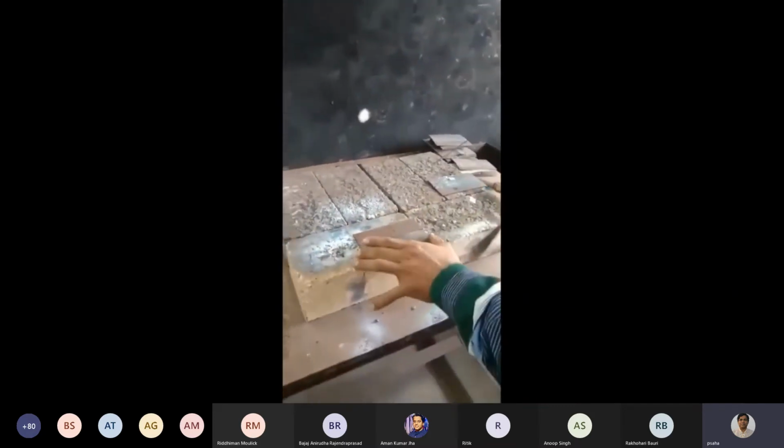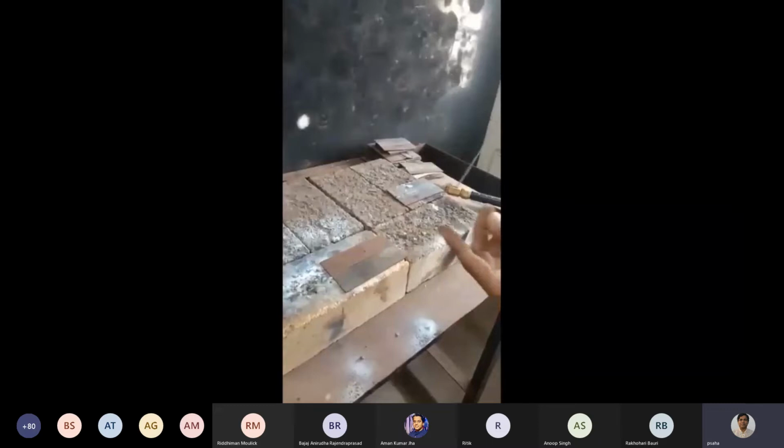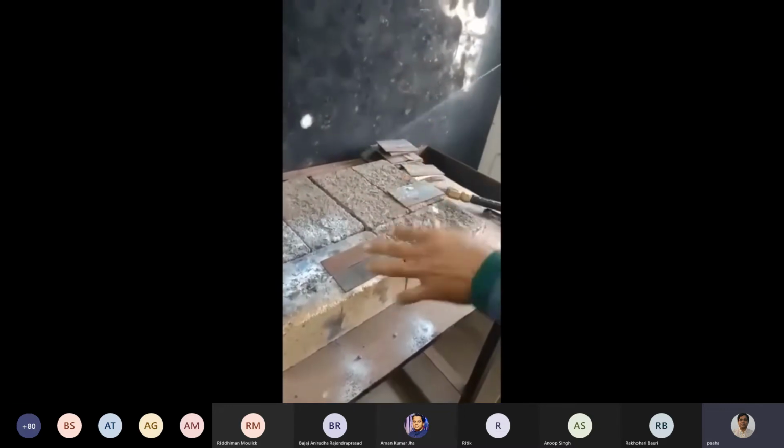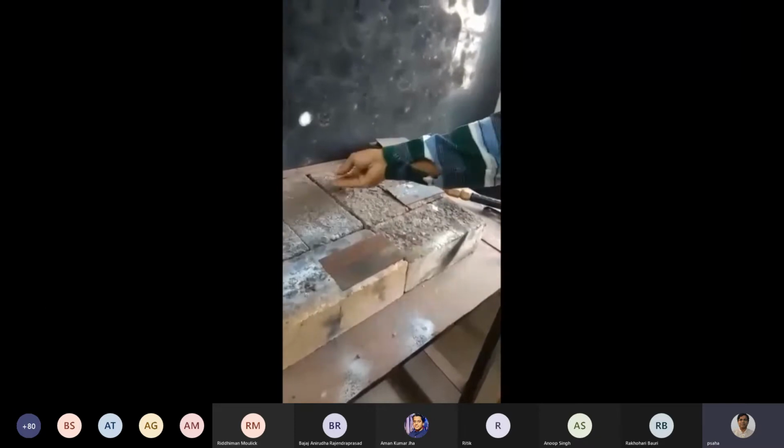The filler rod material should be similar to the base metal. And heterogeneous is the other process. In that process we are using a filler rod whose material is other than the base metal.